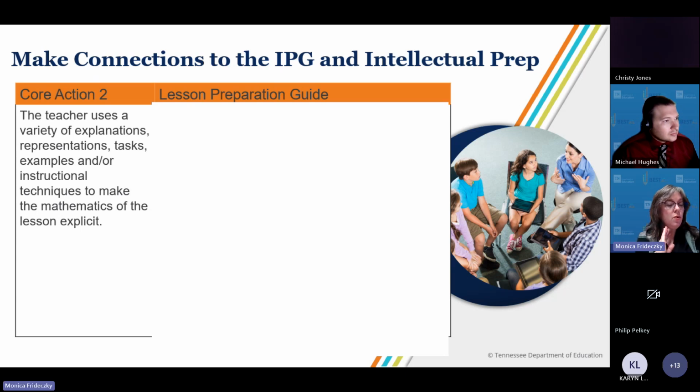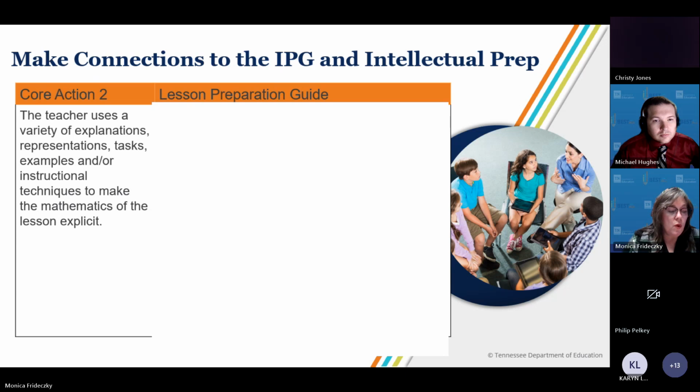So the greatest lessons usually are connected to some solid lesson prep. So let's take a look at how core action 2 is connected to intellectual prep, keeping in mind that leaders can and must help teachers know and understand the intellectual preparation process. So let's look at that statement in column 1. This is from core action 2. The teacher uses a variety of explanations, representations, tasks, examples, and/or instructional techniques to make the mathematics of the lesson explicit.